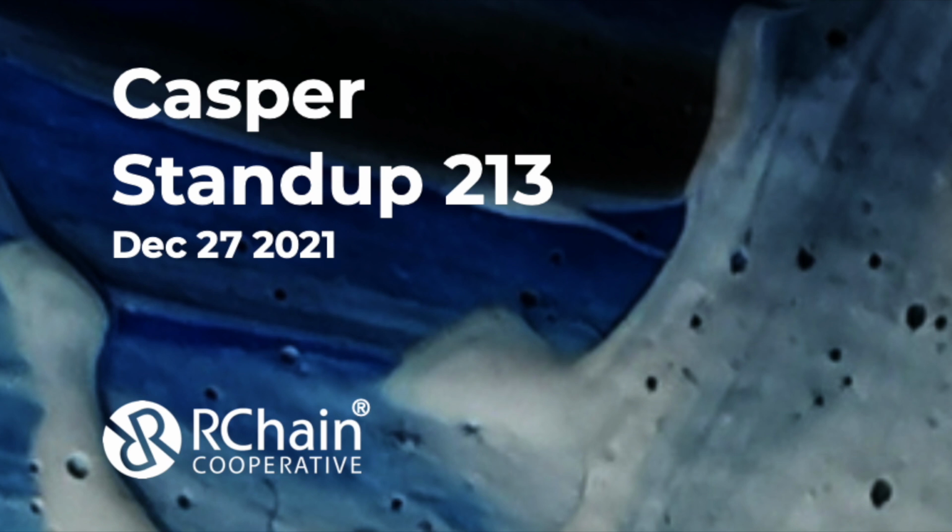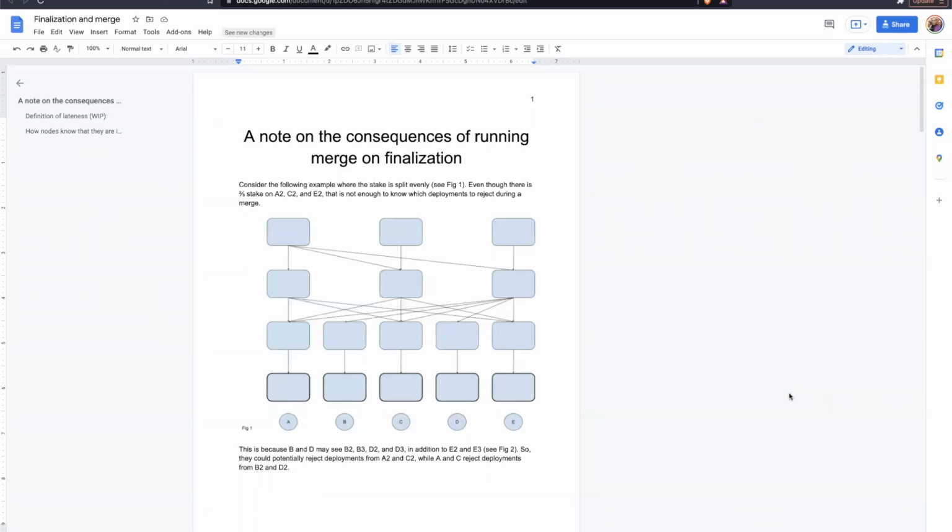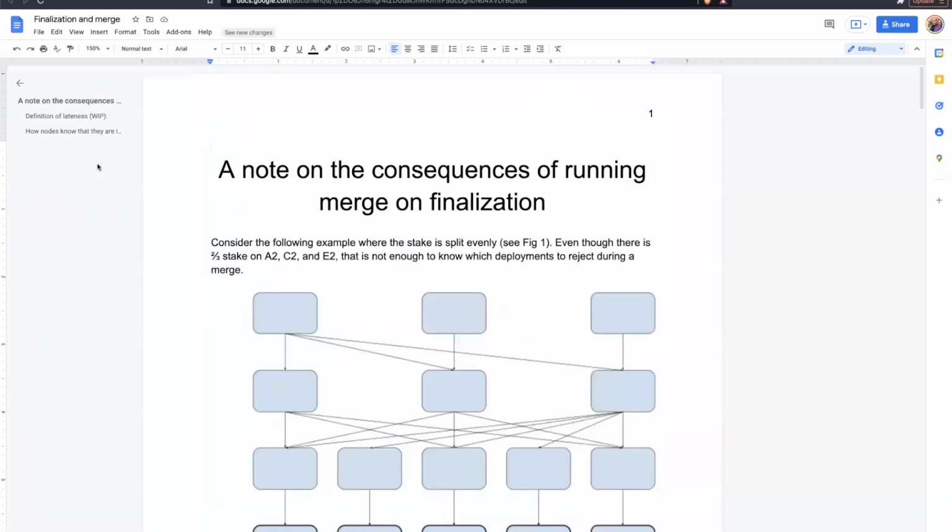So let me just bring up the little draft. Okay, can everyone see the screen? Yes. Yes. Hopefully that's a little clearer.